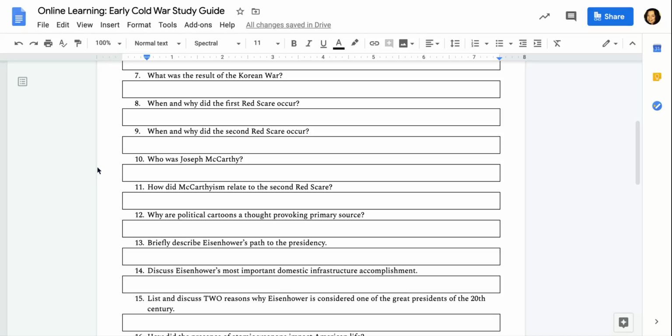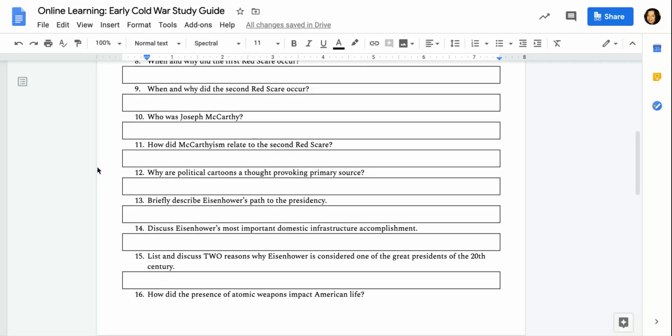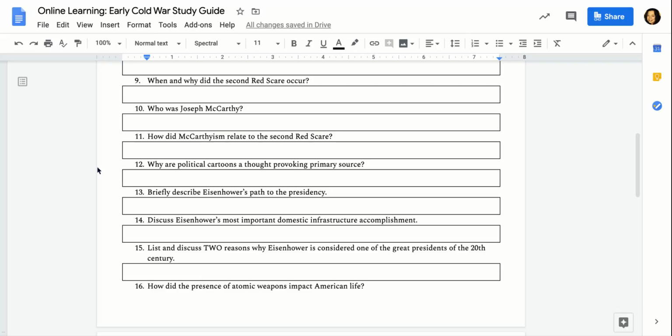The first thing for question number 8, this is a little tricky, is to think about when and why did the first Red Scare occur? Hint, it technically wasn't in this unit. The first Red Scare was after World War I. Okay? Why? So what was going on after World War I that led to a little Red Scare in this country? And then really what we emphasized in this unit, when and why did the second Red Scare occur? So generally when we're talking about the second Red Scare, we're talking about the 1950s, the unit that we just studied. So why did it occur during the 1950s?